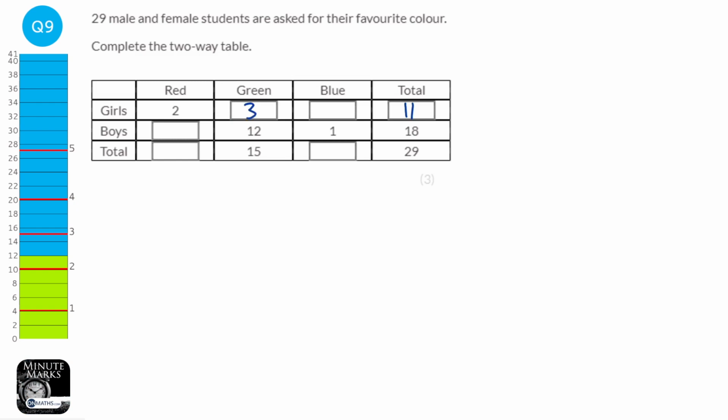Then looking around, what's the next thing that we can fill out? We can fill out this one, because the total for the boys is 18, green is 12, blue is 1, therefore we've got 5 left over. Then we can fill out this one, 2 plus 5 is 7. Then we can fill out this one, so 2 plus 3 is 5, then plus another 6 would be 11, and then 6 plus 1 is 7.